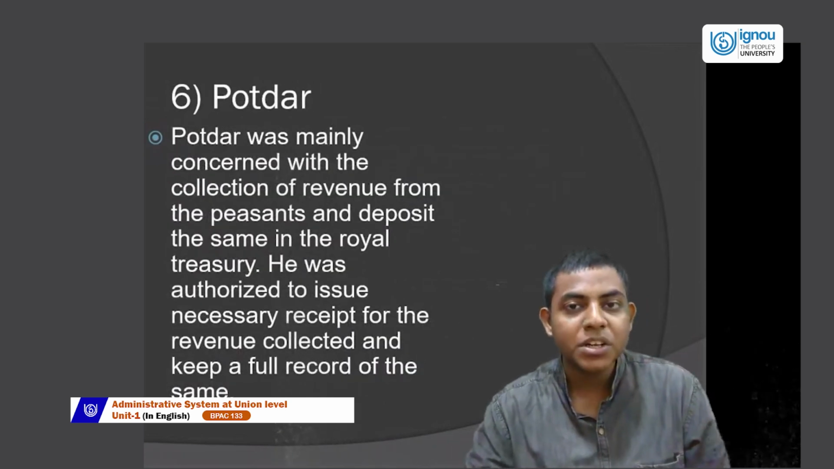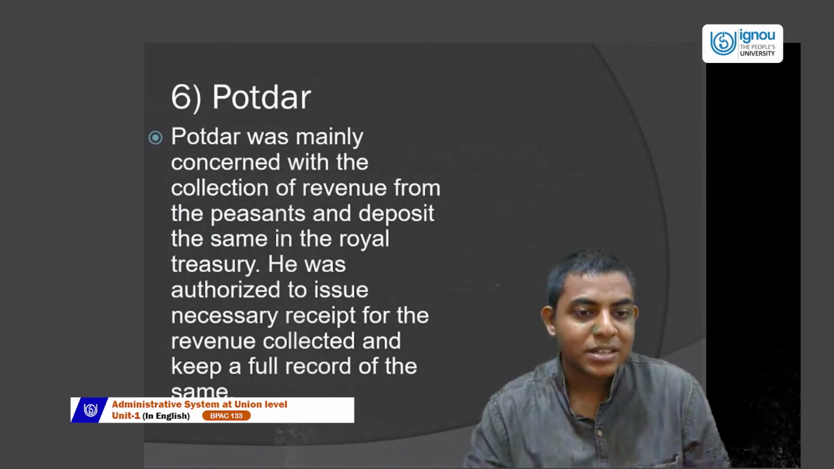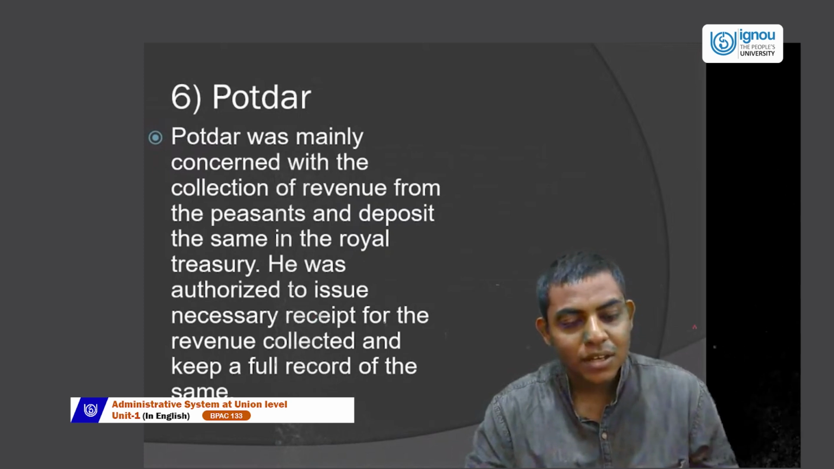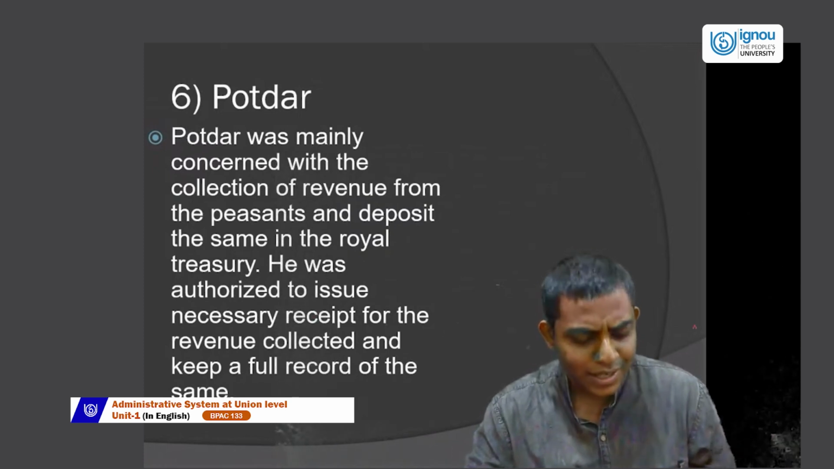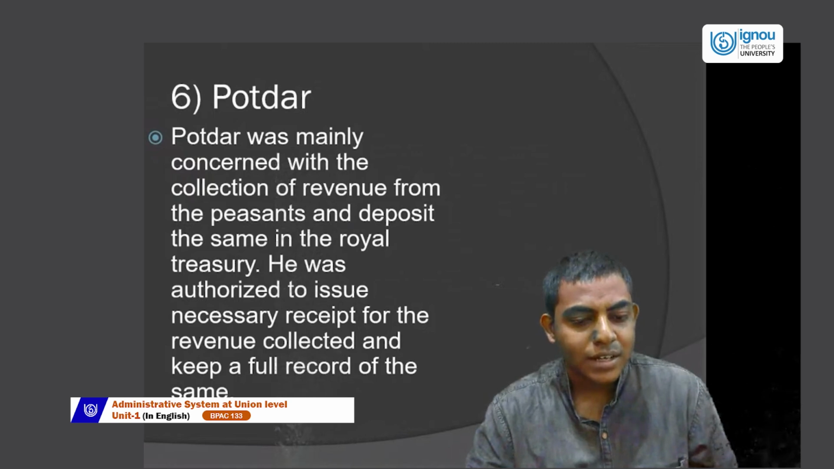There was another official called the Potdar. The Potdar was mainly concerned with the collection of revenue from peasants and depositing the same in the royal treasury. So he was also connected to revenue administration at the provincial level. The Potdar was authorized to issue necessary receipts for the revenue collected, and he could also keep a full record of the same.